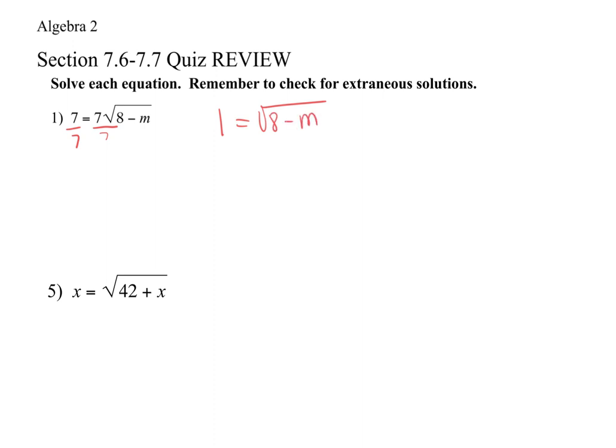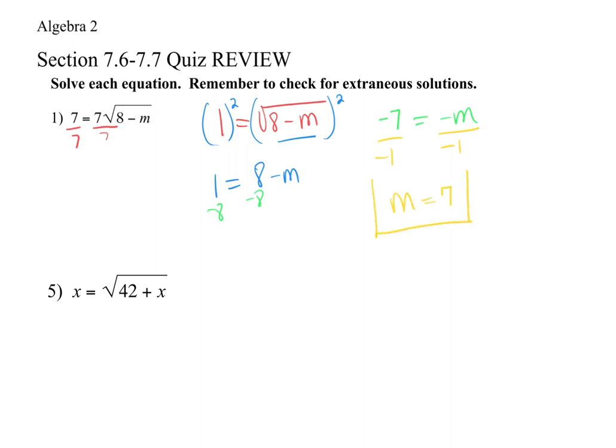And now that I have that, I'm going to get rid of my square root by squaring both sides. Whatever your radical is, that index, you're going to take that to the power. 1 squared is just 1. When I square this side, I actually get rid of my square root. So then I can move that 8 over. I get negative 7 equals negative m. Then I divide both sides by negative 1. So m equals 7. And that is my answer here.